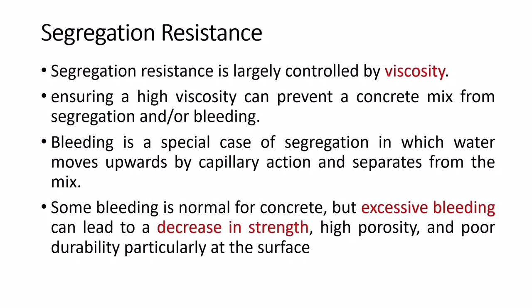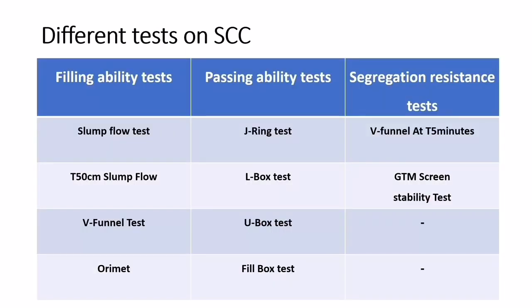Segregation resistance is largely controlled by viscosity. Ensuring high viscosity can prevent a concrete mix from segregation and bleeding. Bleeding is a special case of segregation in which water moves upwards by capillary action and separates from the mix. Some bleeding is normal for concrete, but excessive bleeding can lead to decrease in strength, high porosity, and poor durability, particularly at the surface.